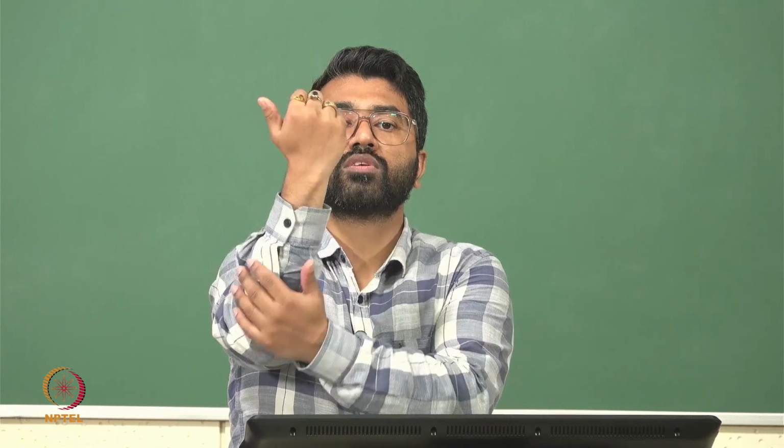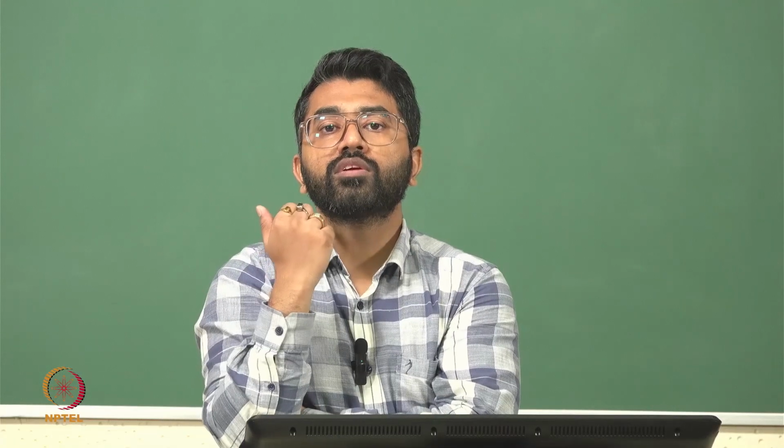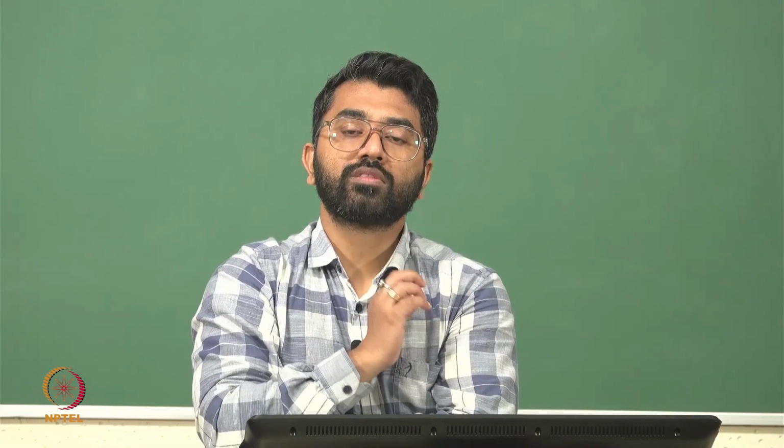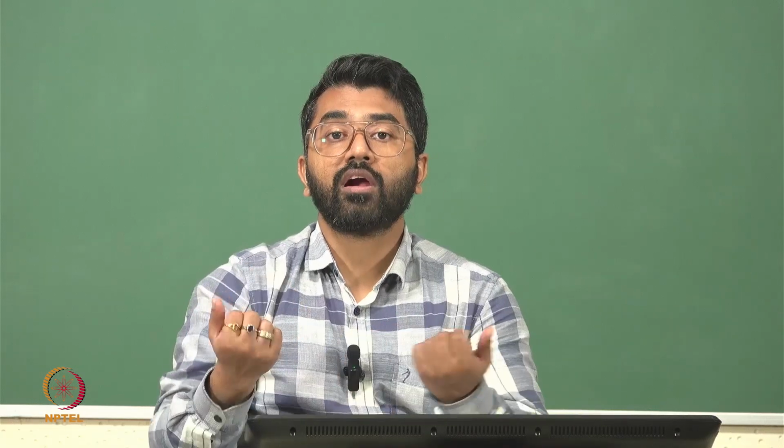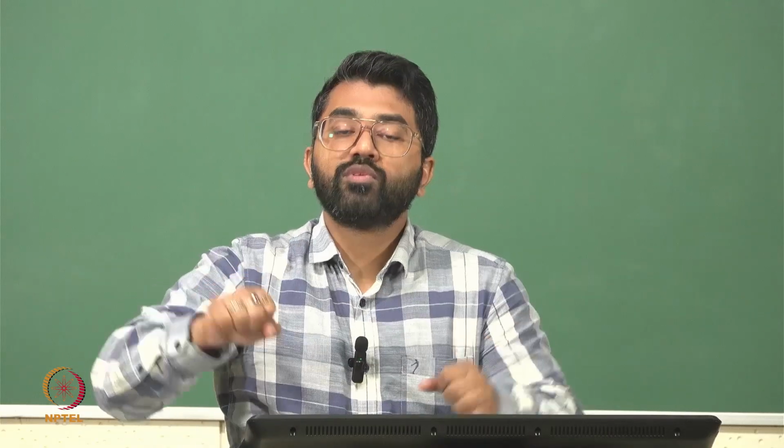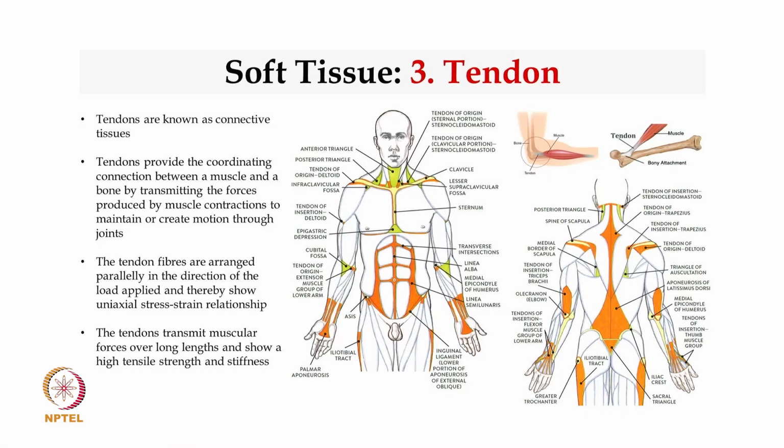So there are tendons which connect, and they have a parallel orientation of the fibers. Why does it have parallel? Because parallel provides the maximum strength. Whenever the fibers are oriented towards the direction of the load, fibers are typically the harder or the stronger part, right? That will allow a larger strength with that particular part, and tendons are typically of much higher strength than any other soft tissue, right? Then the next part is that tendons transmit muscular forces over long lengths sometimes and show a high tensile strength and stiffness, right? So this is a very common aspect of tendons.